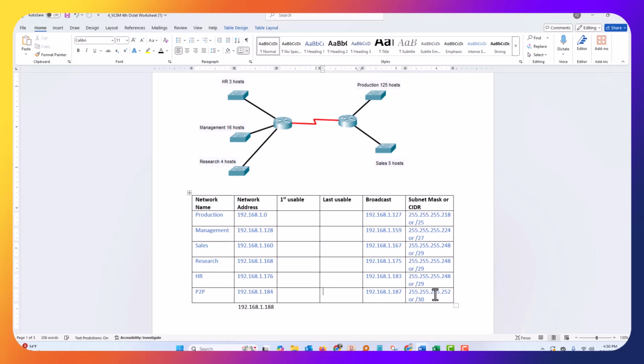I can just take all of these broadcast addresses and put them in the last usable, and then I can just deduct 1 from each of these: 6, 8, 6, 4, 2, and 6. And then the other thing I can do is the opposite over here, get all the network addresses, and then increment them by 1.